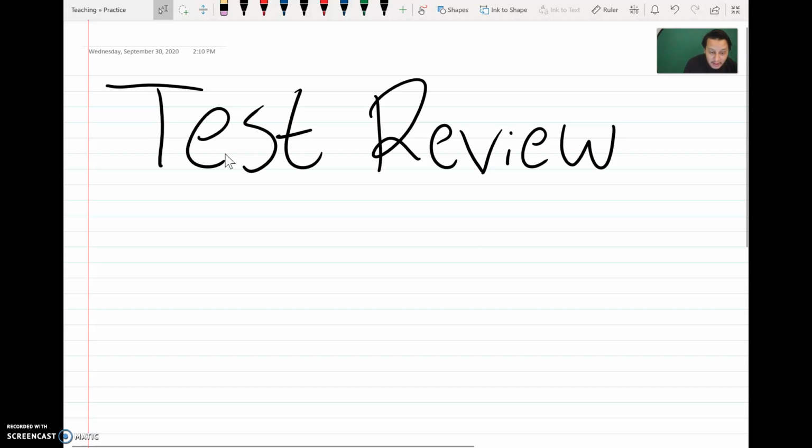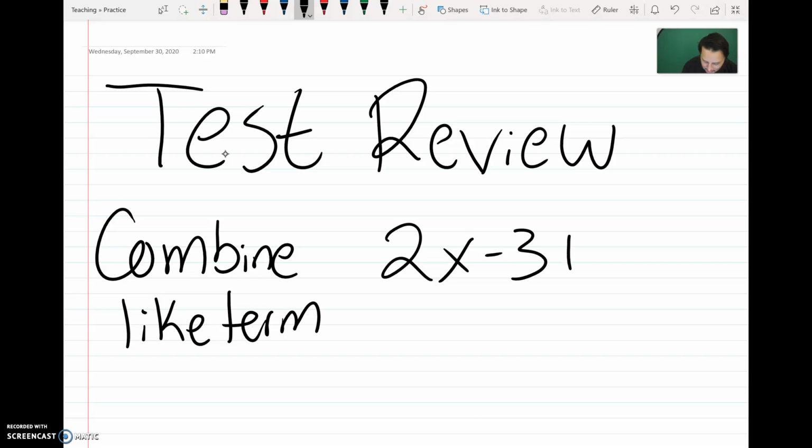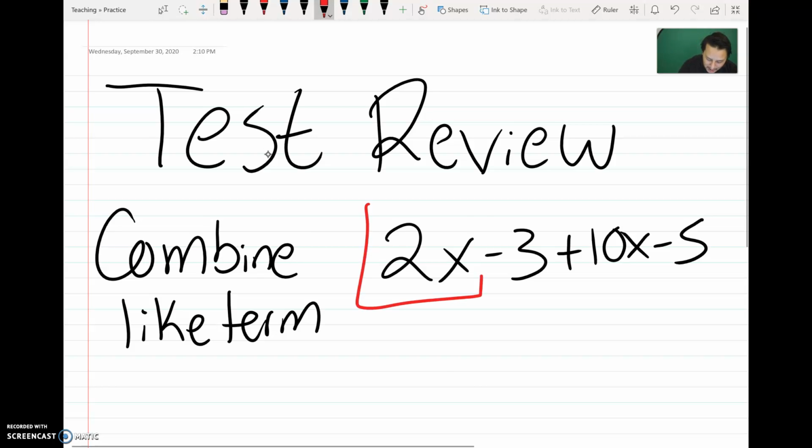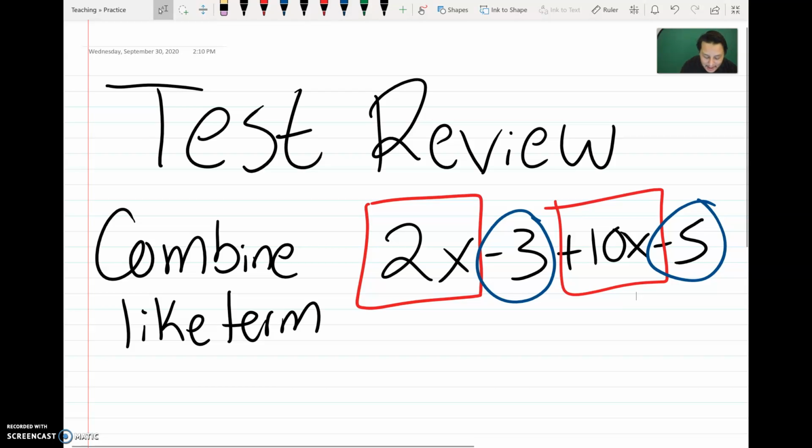Okay? The first thing I want us to recall, guys, is what it means to combine like terms. What I mean when I say combine like terms, let me give you an example: 2x minus 3 plus 10x minus 5. I'm asking you to box every single one that has a variable and circle the constants. So what I mean by like terms, I combine the ones that are in boxes and the ones in circles.